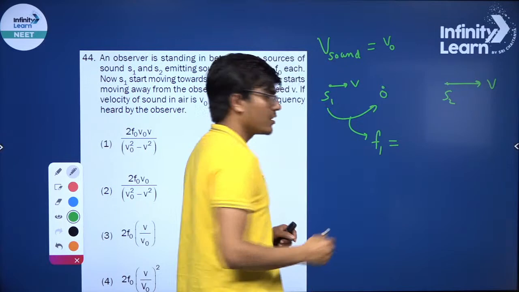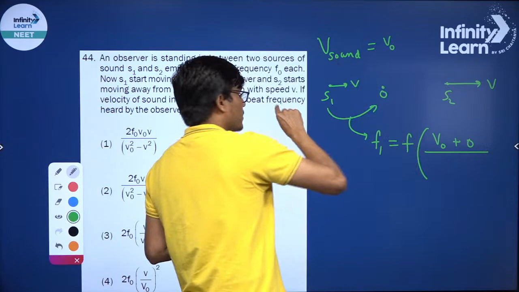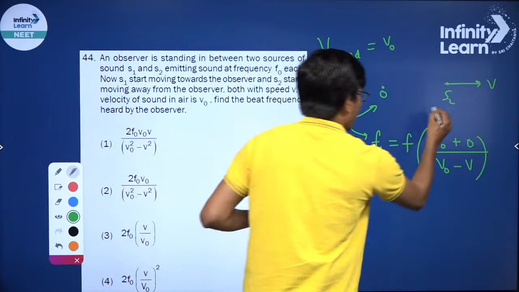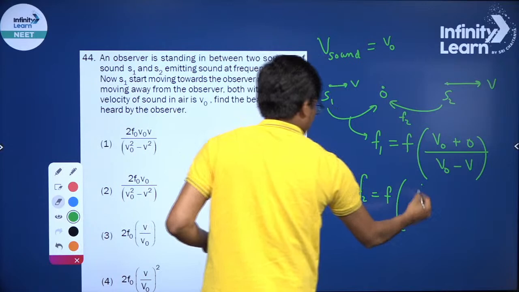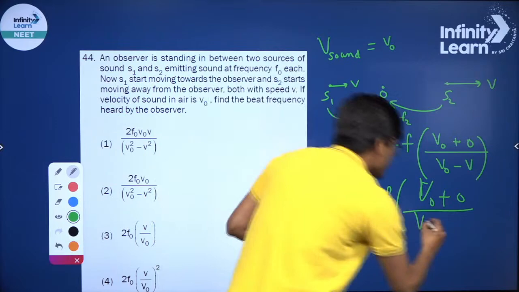that is speed of sound, and the observer is at rest, so there will be nothing in the numerator, upon, this source is coming near to the observer, so frequency has to increase, means in the denominator it should come minus, right? Then only frequency will increase. And in this case f2, original frequency, the observer is again at rest, so again v naught plus 0 upon, now this source is going away from the observer, so frequency has to decrease, means in the denominator it will increase.